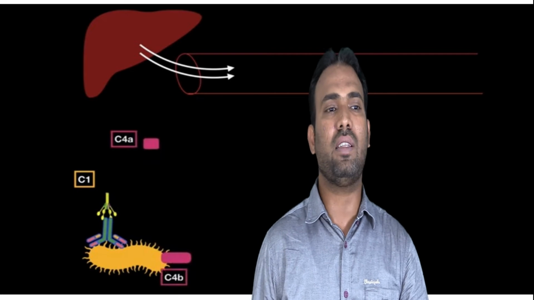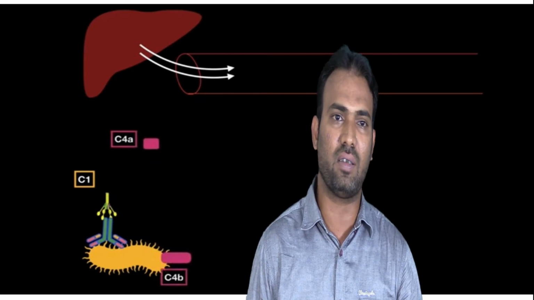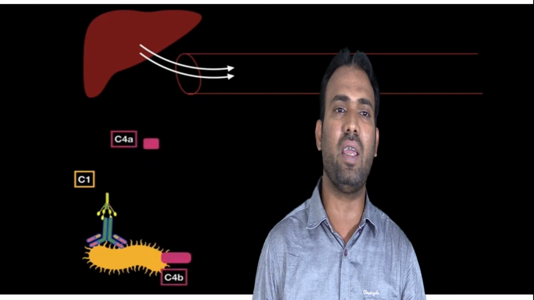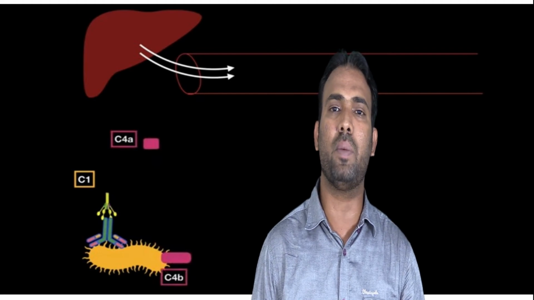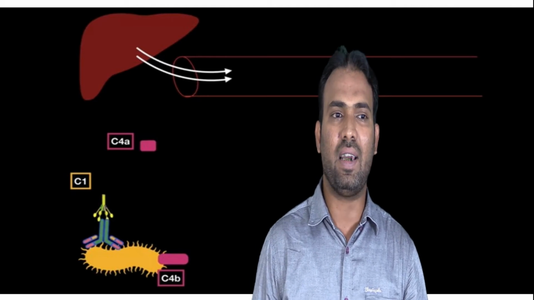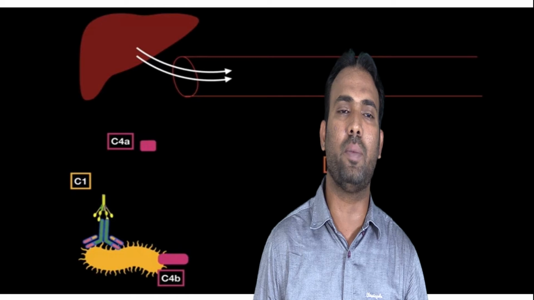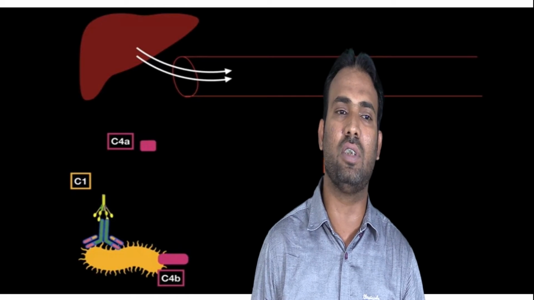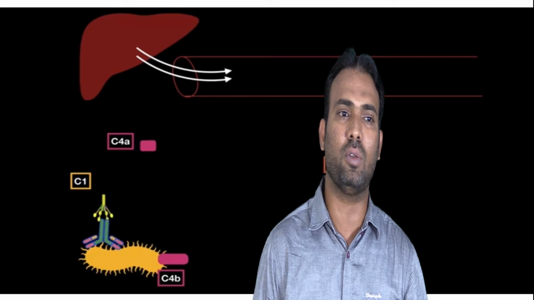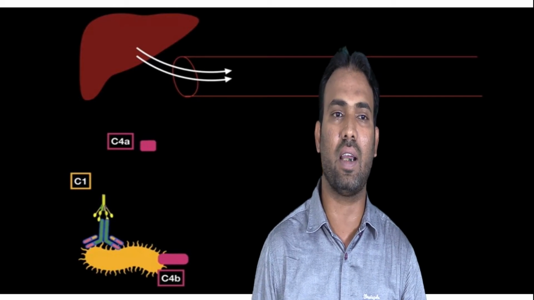Followed by this, C5 will be called using that C5 convertase enzyme. It also has two parts, C5A and C5B. But here, the C5B is not going to be attached with that C4, C2, C3Bs. It will be attached just opposite to where the C3B is attached separately on the microorganism.